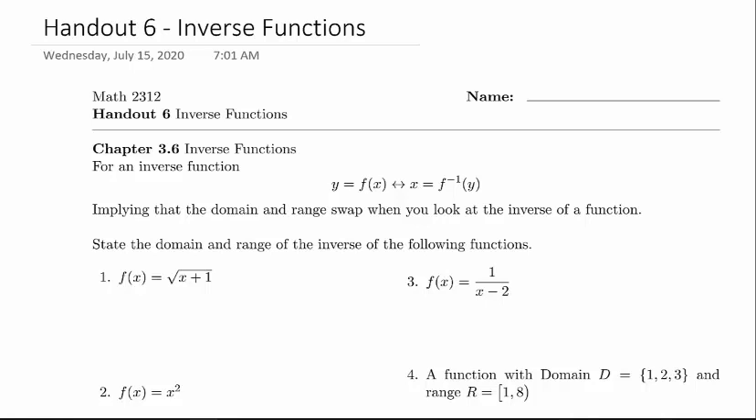Hey Pre-Calculus, today we're going to go over inverse functions, and you can find that in chapter 3.6 of your ebook. So first off, what is an inverse function?